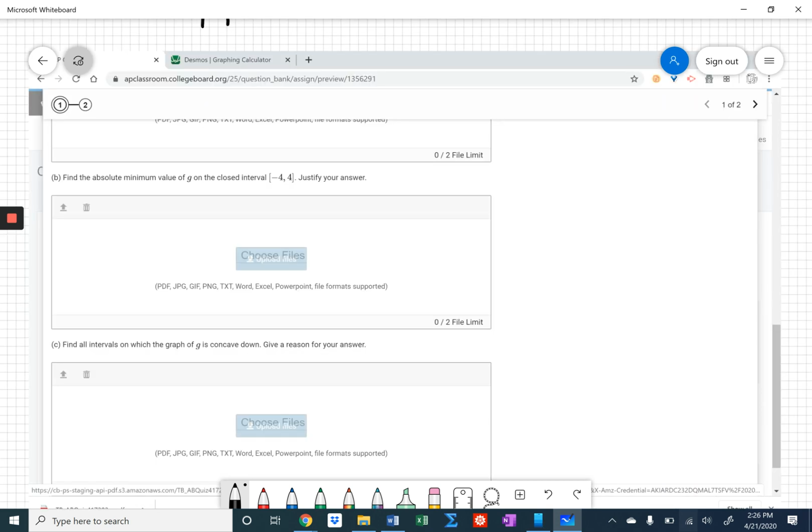All right, for B, they want us to find the absolute minimum of G on the closed interval -4, 4. What really bothered me was that some of you went and found the local or relative minimum justification or answer and justification on here when that wasn't what was asked. The word absolute is right there. You can't make that kind of mistake. That's a silly mistake. And maybe it's a conceptual one too, but it is silly not to read carefully enough to understand what they're asking of you in this question.